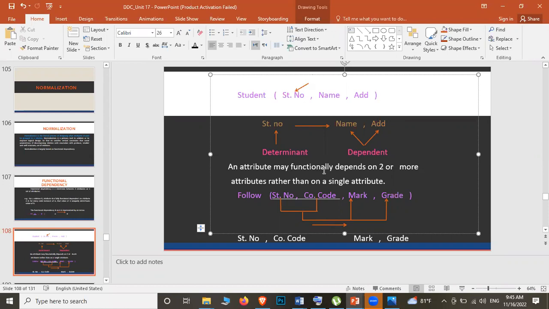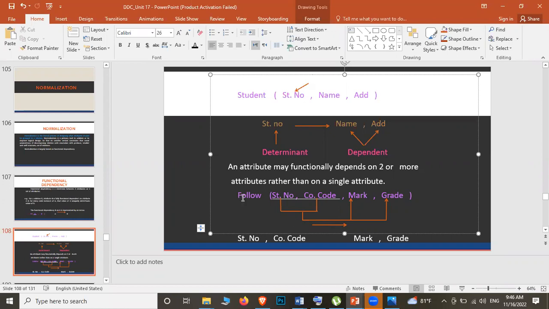Okay, you will be having registration numbers, separate numbers. Then your names are going to be different, right? So we can't say that both of these depend on the same registration number, right? So we can say that the two things that depend on the registration number are the name and the address. An attribute may functionally depend on two or more attributes rather than a single attribute.